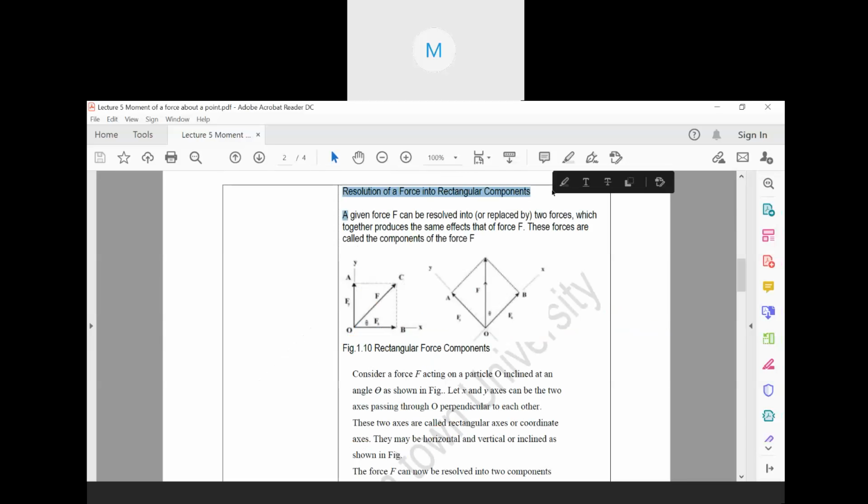Okay, now let us go to another topic, which is resolution of a force. Now, in the last class, I taught you.